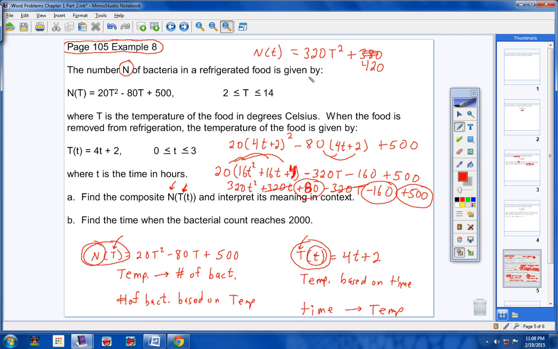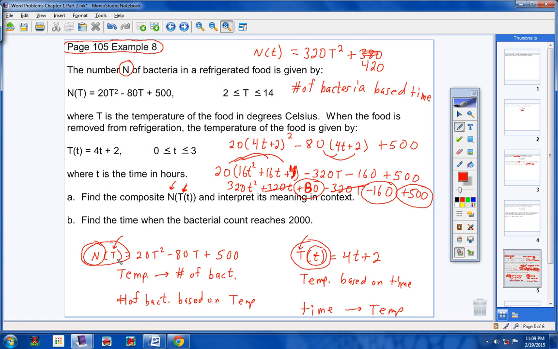So interpret this. What does this composition do for you? Are you serious? Look, guys, what's first? Number of bacteria, little t. So this function here is number of bacteria. That's what N stands for, right? Number of bacteria. Based on, now what does little t stand for? Time.